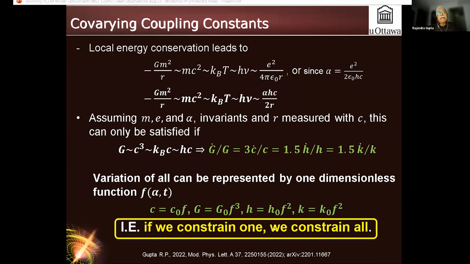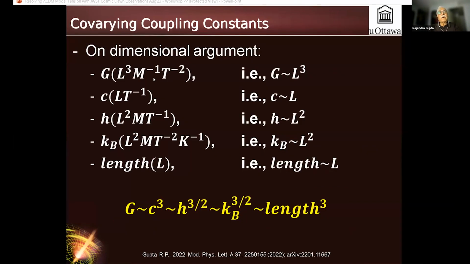That means if we constrain one, we have to constrain all, because their variation is represented by one simple function. I don't say they vary, but if they vary, they have to be allowed to vary together, not choosing one to vary and keeping all the others fixed. If you fix one, you automatically fix the others. This can also be seen by the relationship of the dimensional ground, how they should vary.